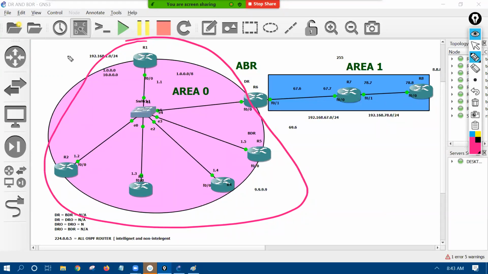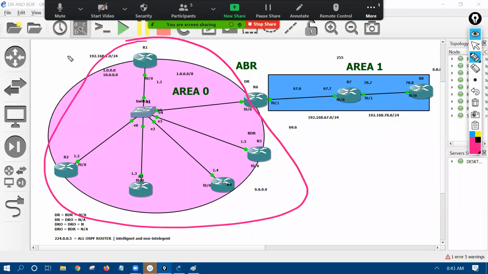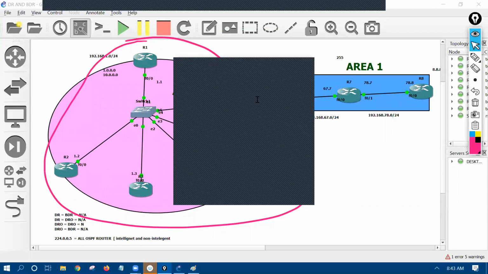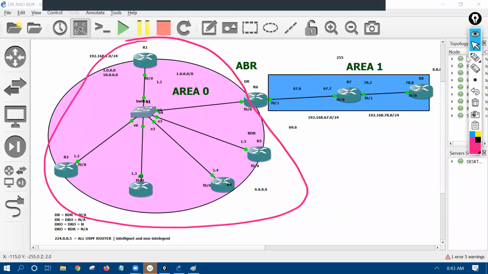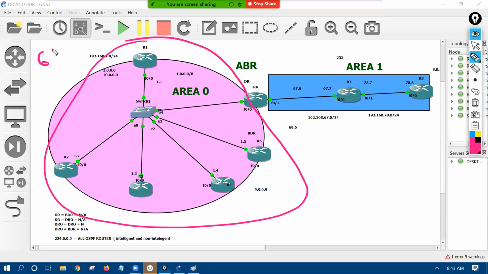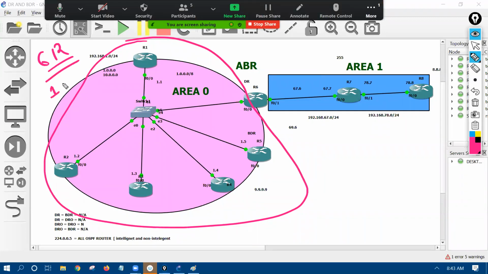Dangerous, brother, what can I say to you. We have 6 router LSAs and 1 network LSA. Ramesh, clear?